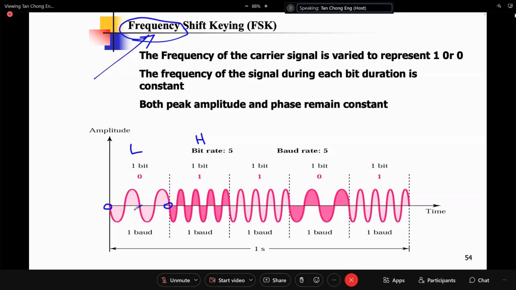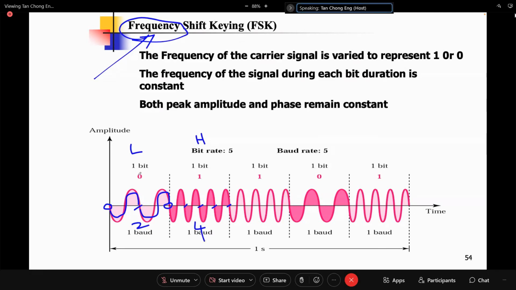1 cycle. 2 cycles, right? 1, 2. You got two cycles here. But how about this one? How many cycles? 1, 2, 3, 4. You got 4 cycles here. So 4 cycles in the same time period, that is considered a high frequency.